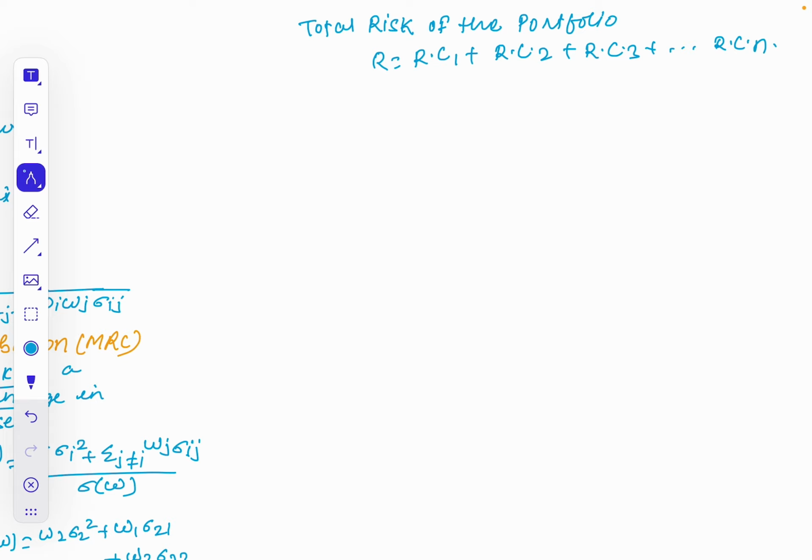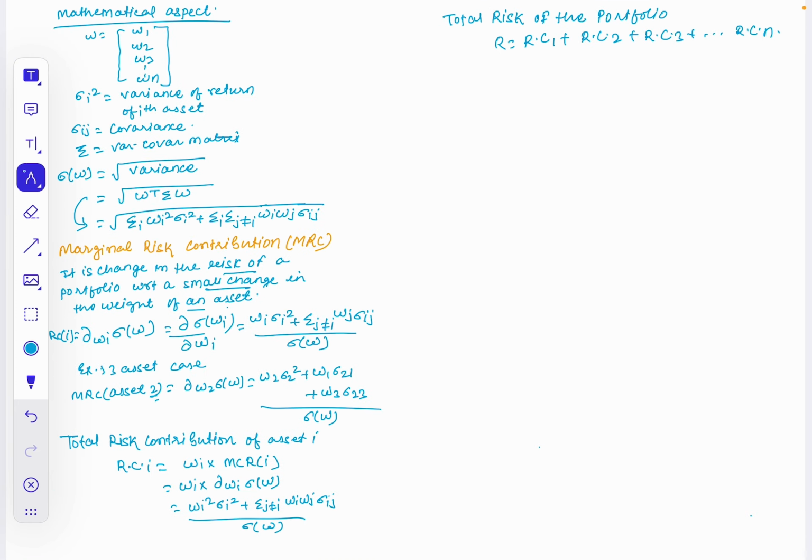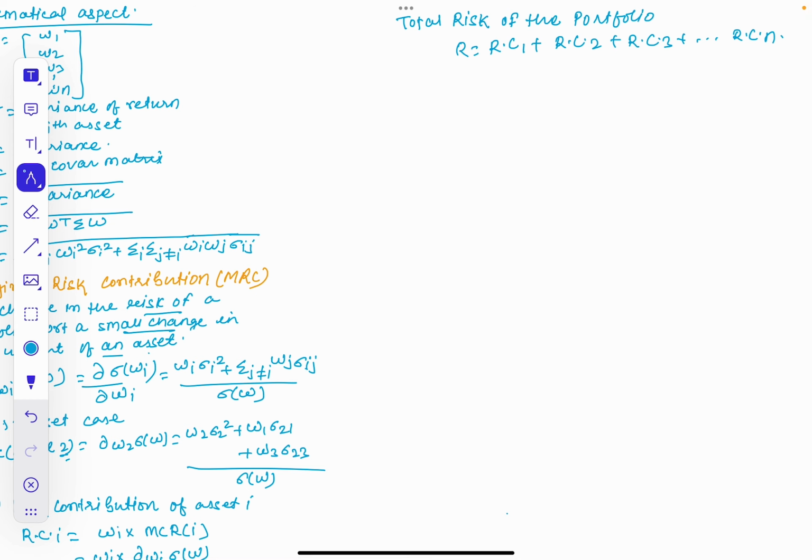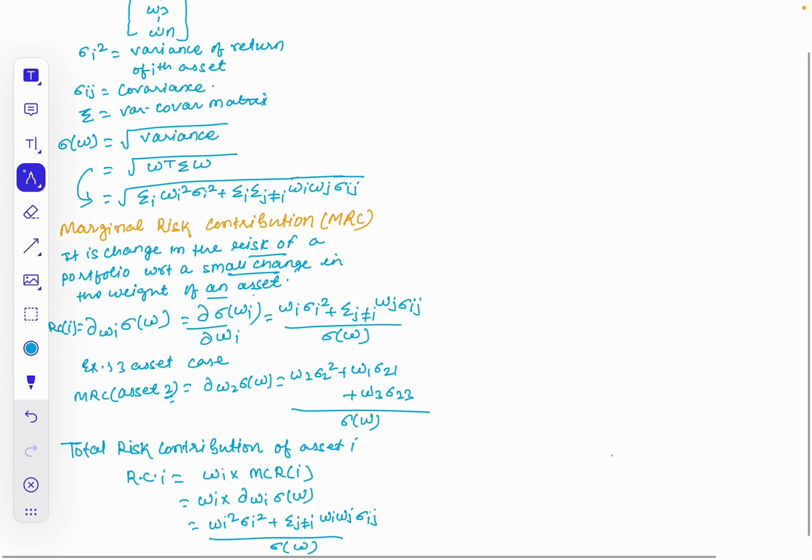Now, let us get back. This was some mathematics that was required. Let us revise a bit. What is marginal risk contribution? The marginal risk contribution of asset i gives you the change in risk of the portfolio if you change the weight of asset i by a certain amount. If you want to find the risk contribution of asset i in the portfolio, you have to multiply the weight of asset i by the MRC of i. This gives you the risk contribution of asset i.